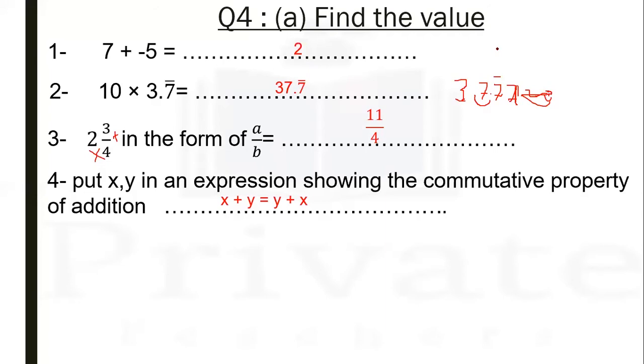So here the answer will be x plus y is equal to y plus x, and this is the commutative property. When you find x plus a equals a plus x, this is the commutative property, and we can find it in addition, and we can find it in subtraction.